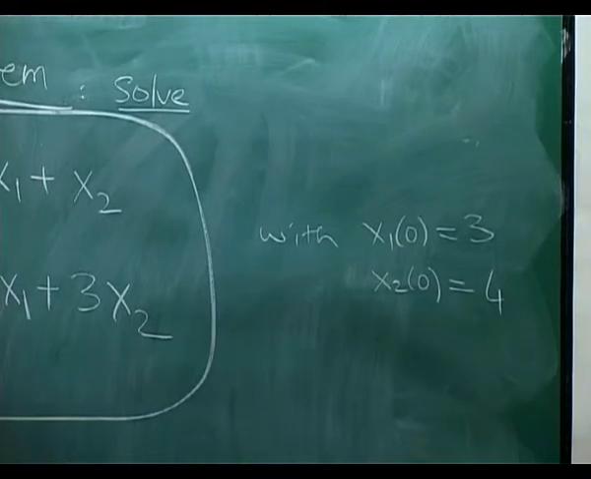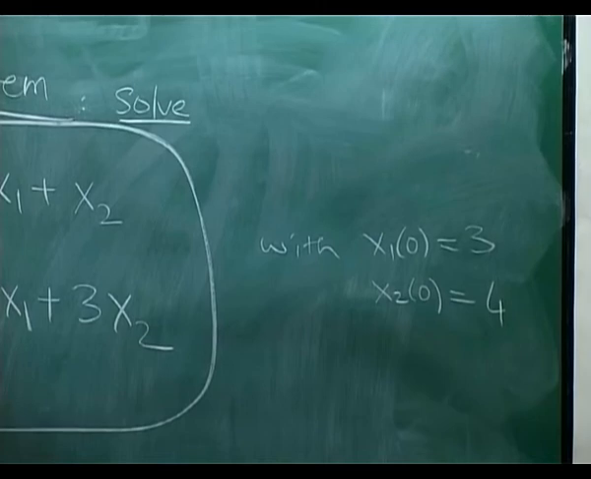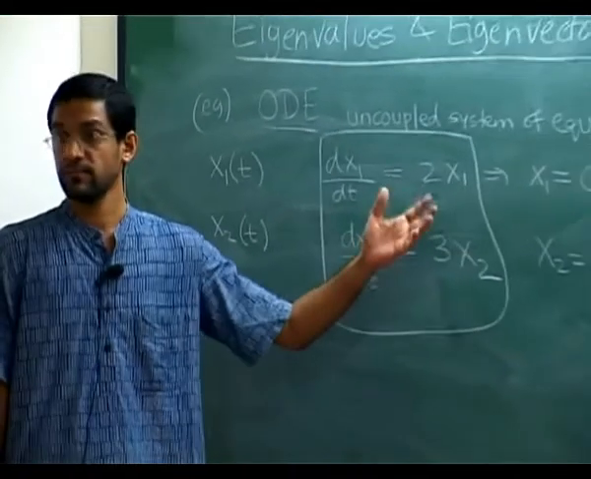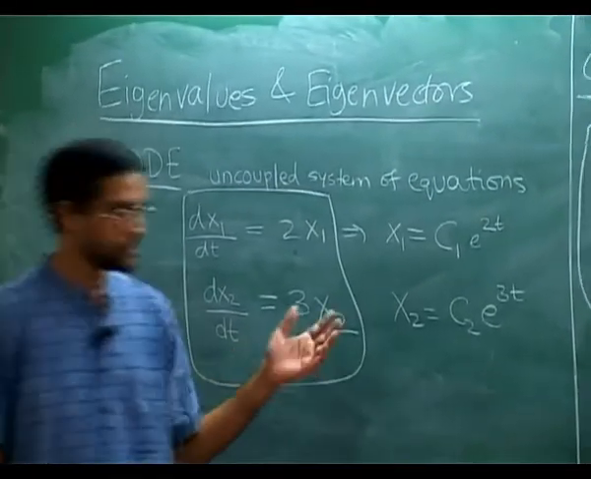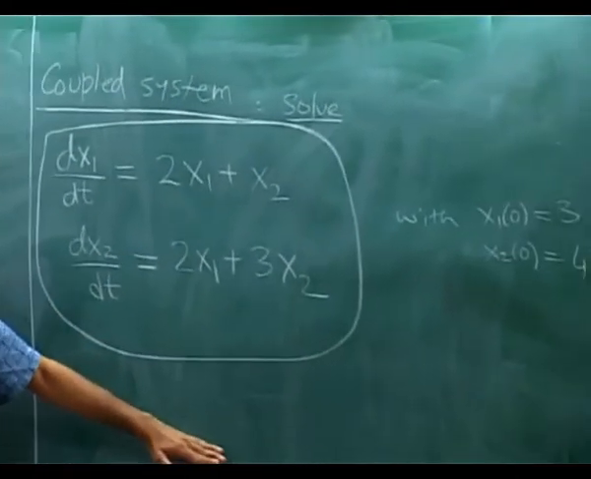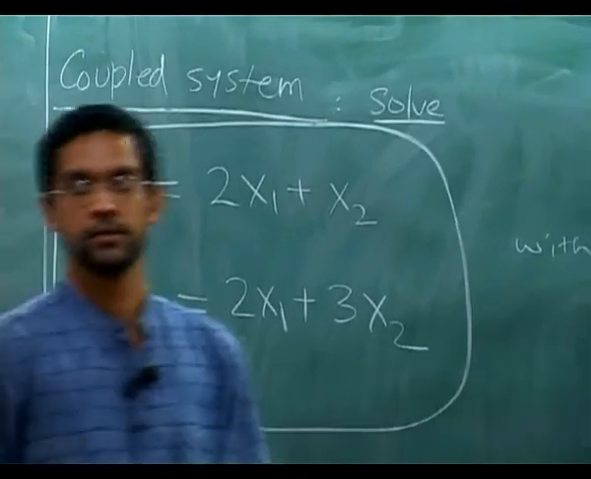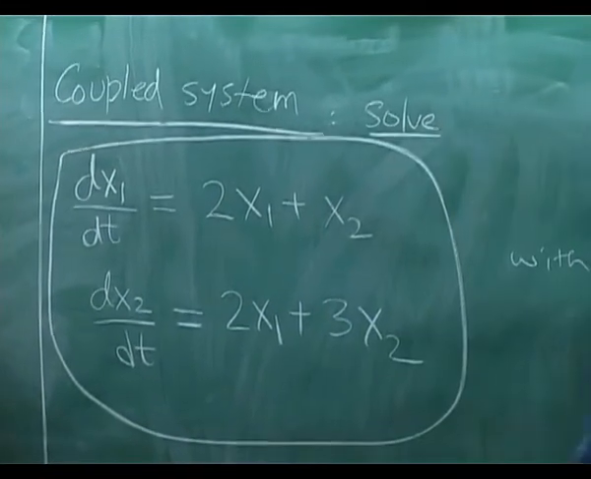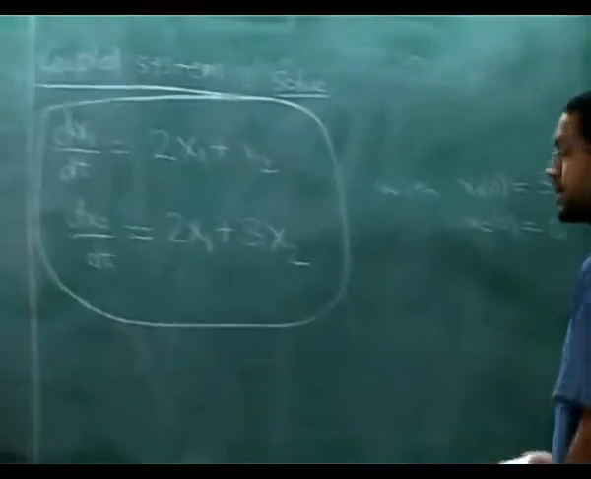So here's one possible way of proceeding. We could say that, well, look, these are the easy equations to solve, right? If you have an uncoupled system, it makes our life very easy. So let's try and do the following. Let's take this coupled system of equations and somehow try to uncouple them. So what I want to do is to try and uncouple these equations. What does it mean to uncouple these equations?